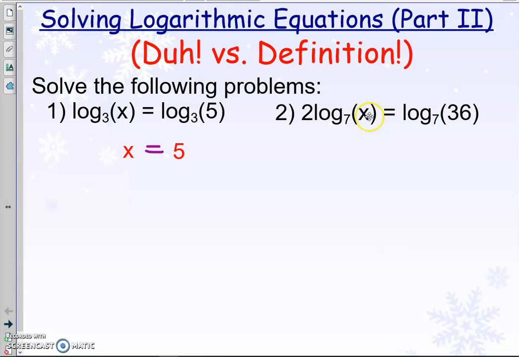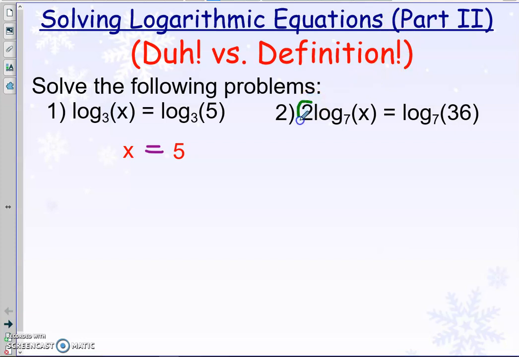Well, problem number 2, I'm not quite ready to use my duh property. And the reason I can't is this 2 is right here hanging out in front of the logarithm. And so because the 2's there, I don't really have that one-to-one characteristic that I'm looking for. I need to find out how I can get that 2 out of there. And one thing you might try doing is dividing both sides by 2, but I don't think you're really getting it out of there. You're just moving the 2 from the left to the right. But here's where the fact that these are logarithms really comes into play.